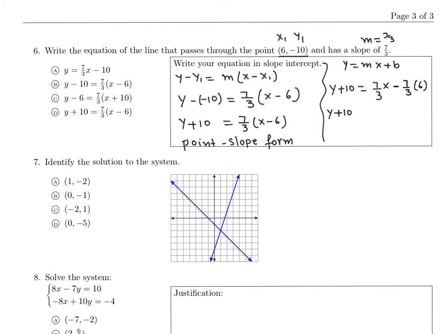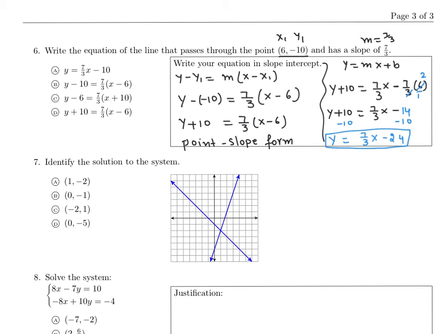Y plus 10 equals 7 over 3 x minus, when you reduce that, you're going to get 2 because 6 divided by 3 is 2, and 7 times 2 is 14. Now you're going to subtract 10 on both sides and your final answer is y equals 7 over 3x minus 24. So that's going to be your answer in slope intercept form.